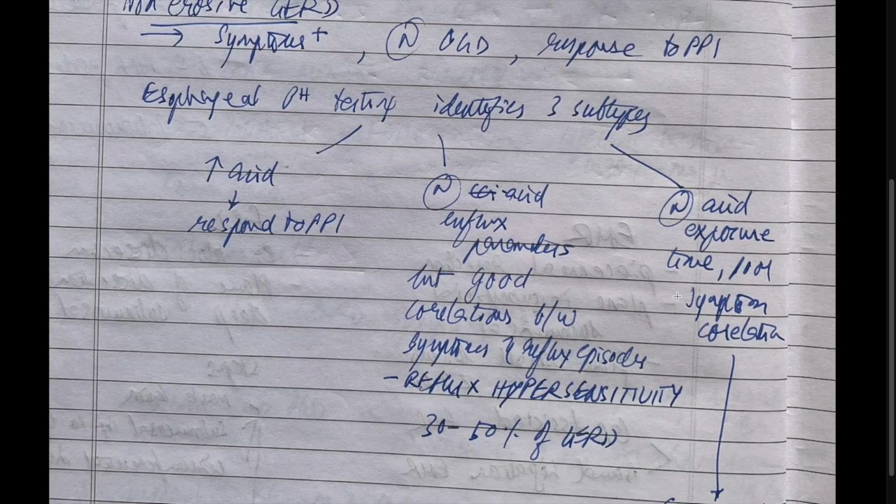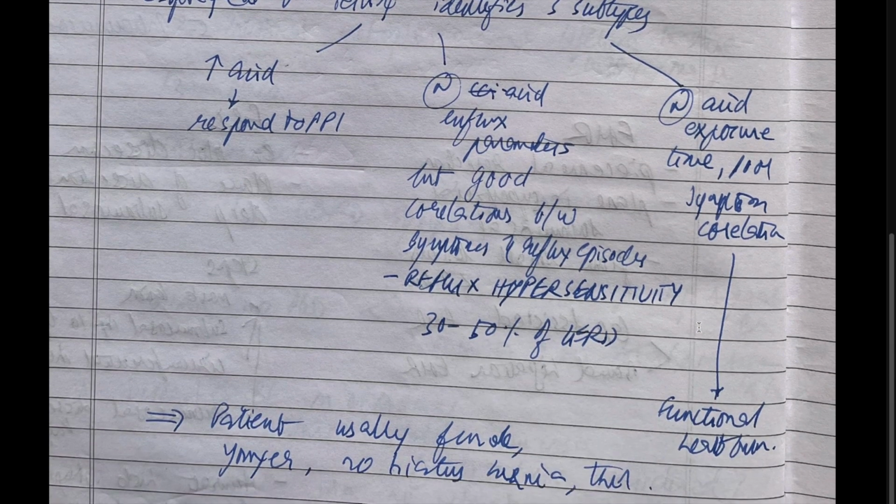Then you have the normal acid exposure time and a poor correlation of symptoms to the reflux episode. This is functional heartburn. The patient is usually female, and there is no hiatus hernia and thinner patient if the patient has a functional heartburn.